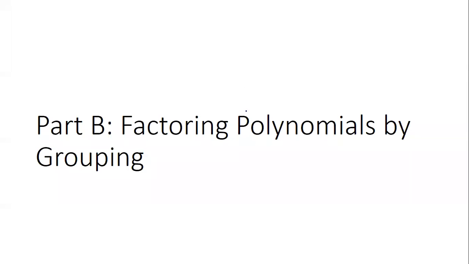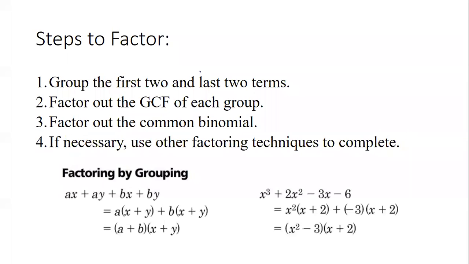All right, part B is factoring polynomials by grouping. So, steps to factor. One, we group the first two and last two terms. We factor out the GCF of each group. Then we're going to factor out the common binomial. If necessary, use other factoring techniques to complete.